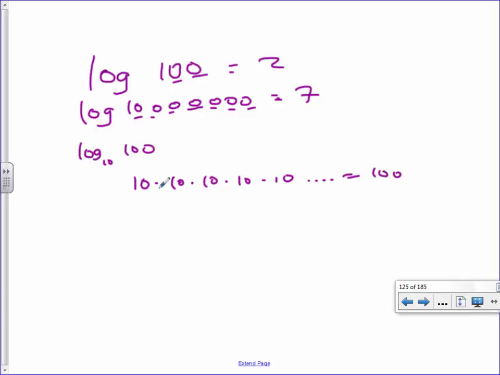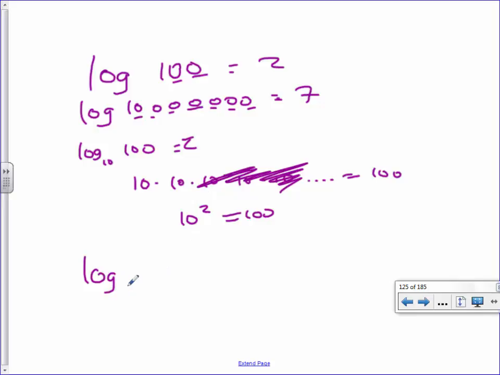And you'd say, well, do I need all of the tens written out here? Well, no, that's way too many, right? You need 2 of them, because essentially 10 squared is 100. So that's why this answer is 2. Does that make sense? We don't always have to do this for things with 10.